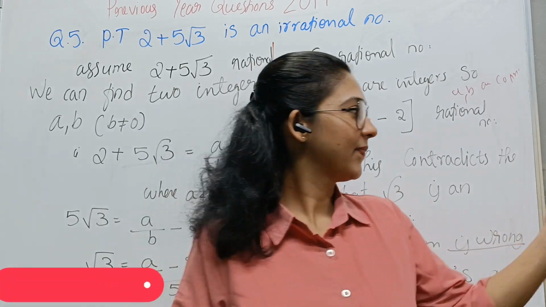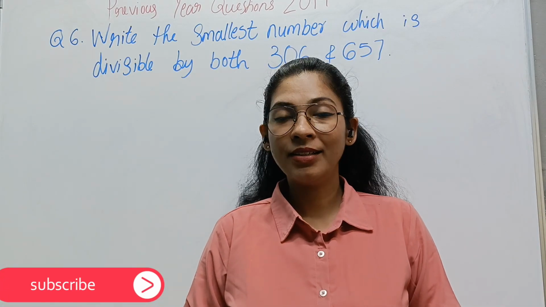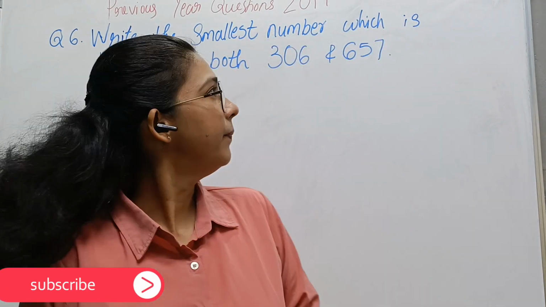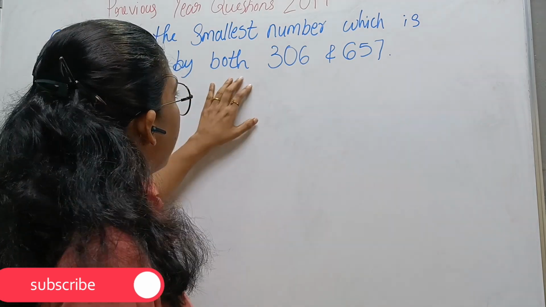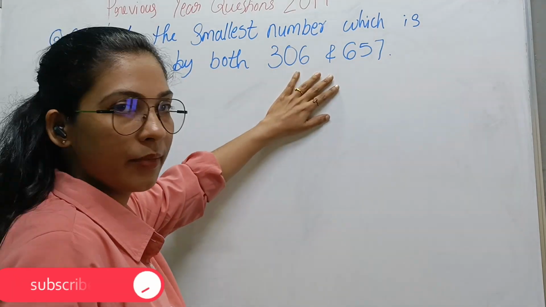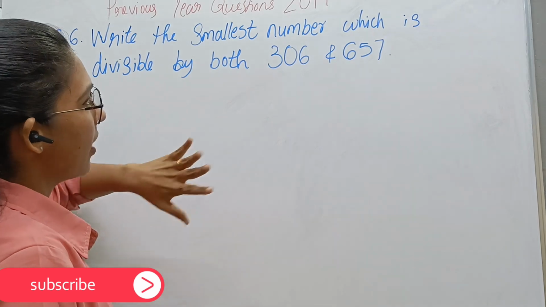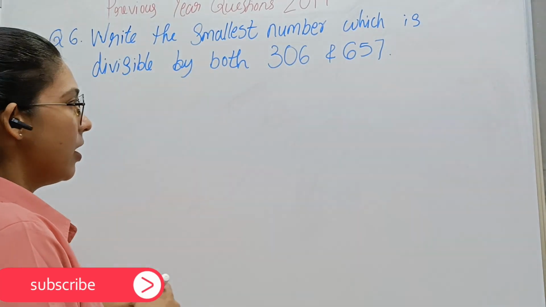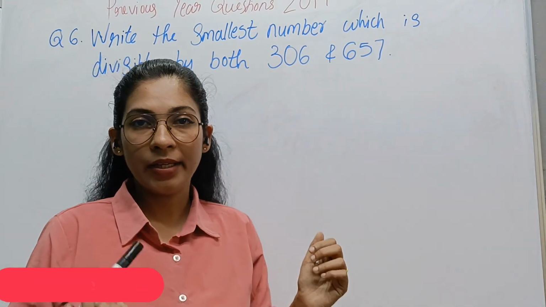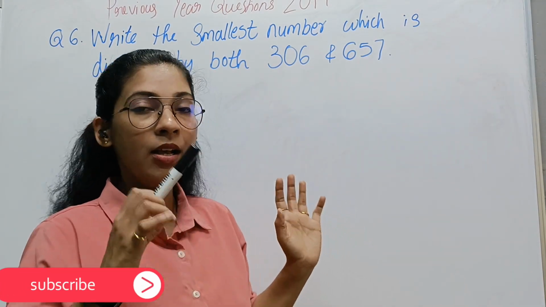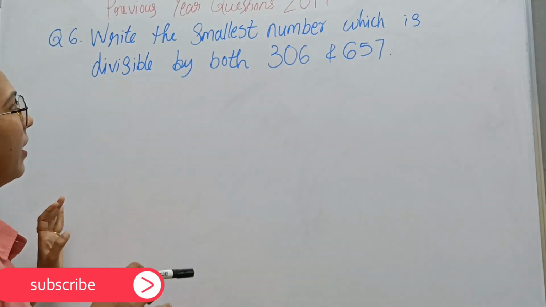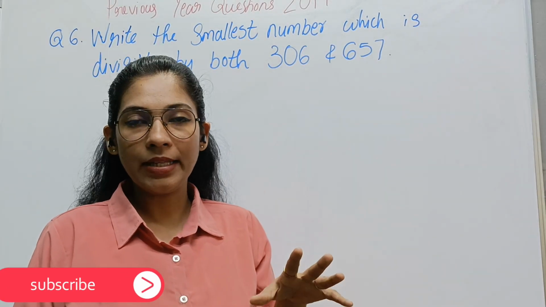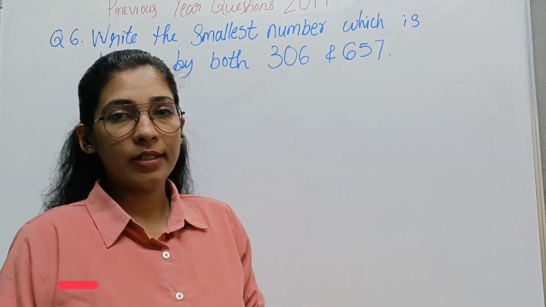The last question from the year 2019 is, write the smallest number which is divisible by both 306 and 657. Dear children, in such a question we have to find the LCM, and the LCM will be the smallest number which is divisible by both of the given numbers. Before that, we have to factorize these numbers.